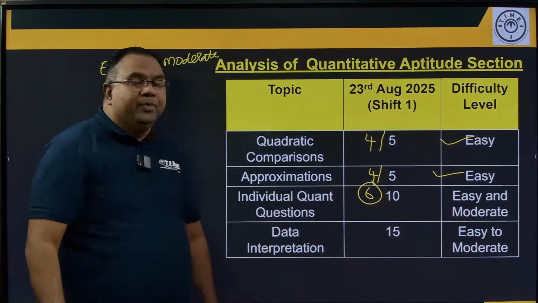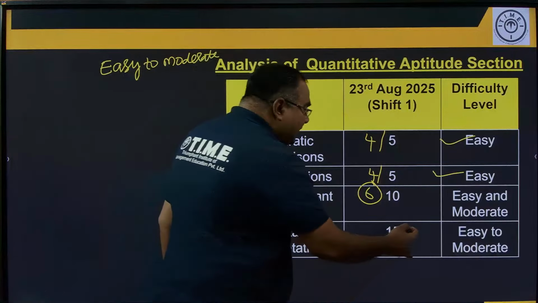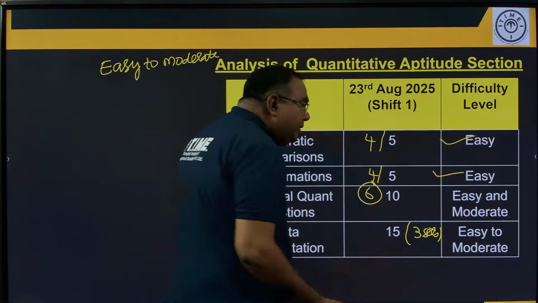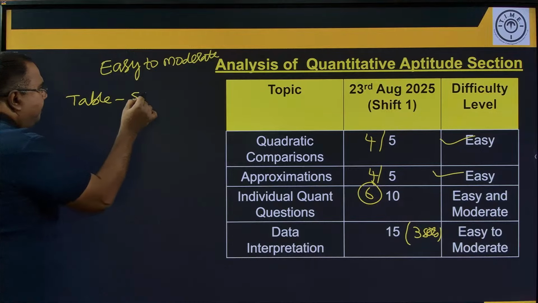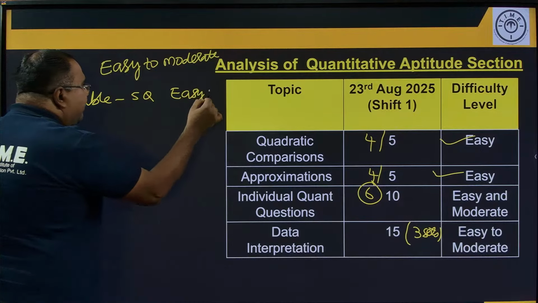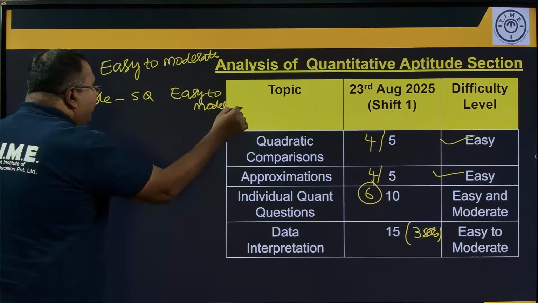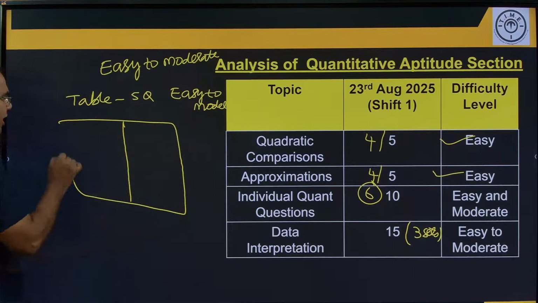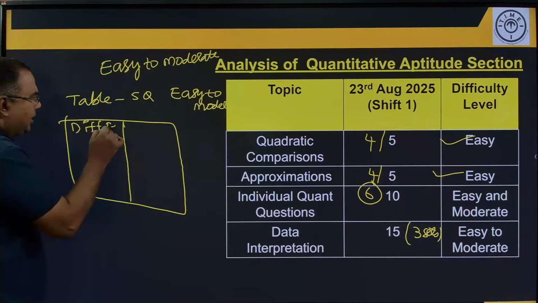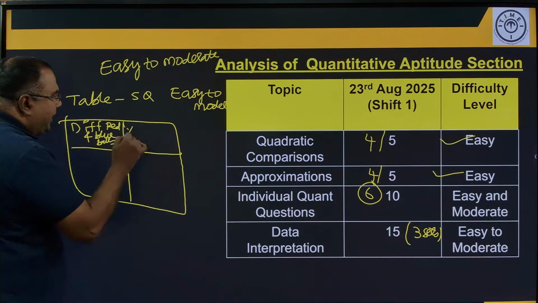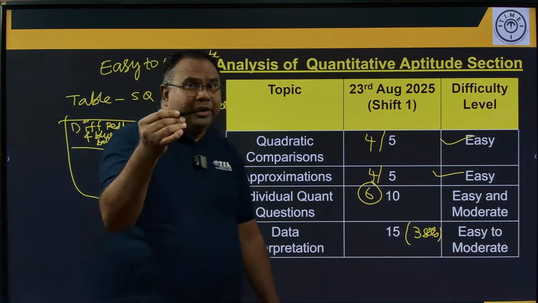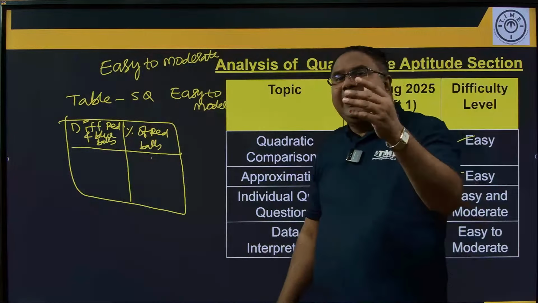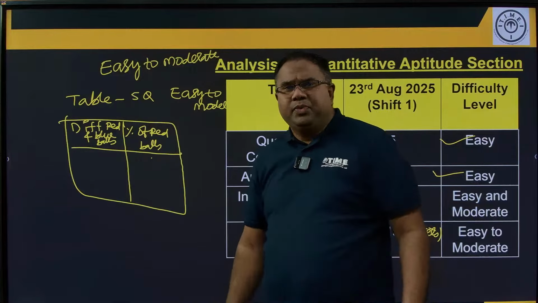Then your data interpretation, I'm classifying it as easy to moderate. We have 15 questions. There are 3 sets given. The set on the table was time consuming. The table contains 5 questions. Here we can call this easy to moderate. Now we have a table with 2 columns. The first column had the difference between red balls and blue balls. Then the second column has the percentage of red balls. Of the 5 percentages given, 1 or 2 were slightly different from your regular percentage values. Remaining are easy.